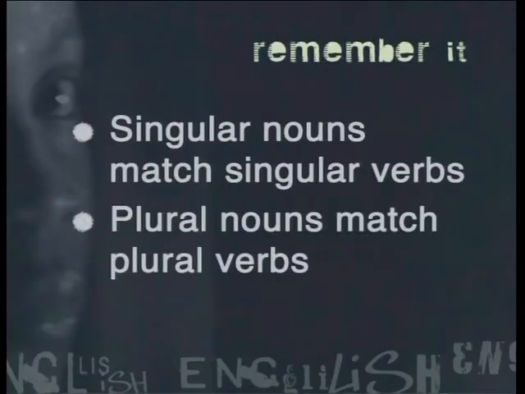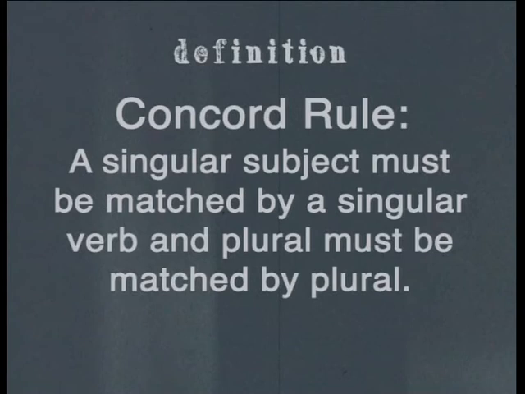And as I continue this lesson, I'm going to be using these terms often, because we are going to be dealing with an area in which singular nouns match singular verbs and plural nouns match plural verbs. The rule which we use to describe this matching of noun and verb is called the Concord Rule. The Concord Rule states that a singular subject must be matched by a singular form of verb, and likewise, plural must be matched by plural.